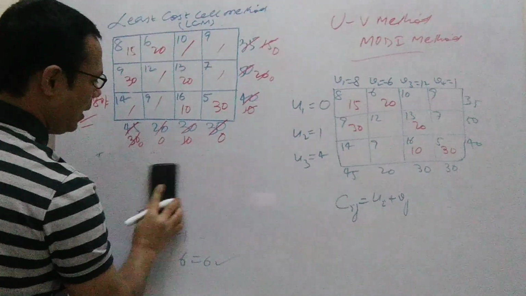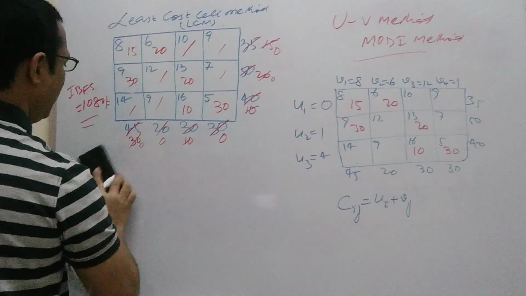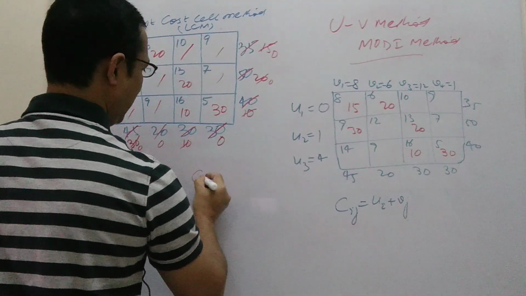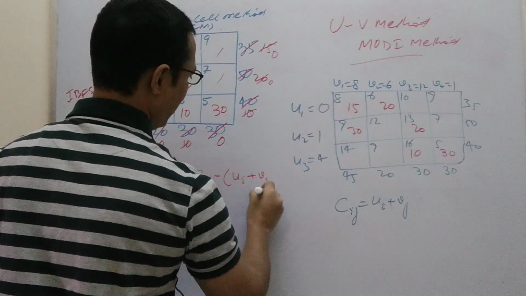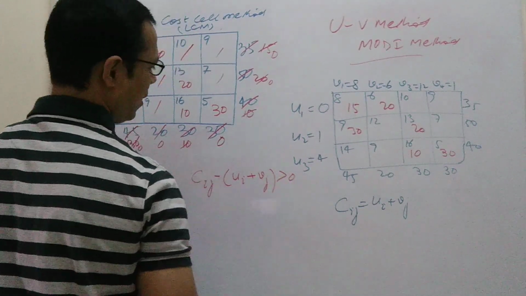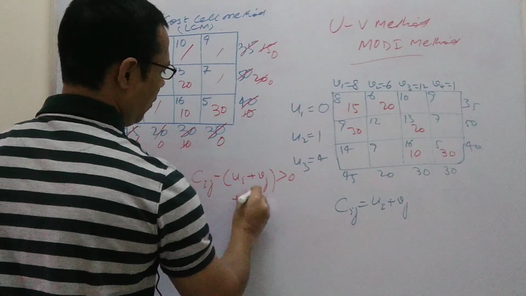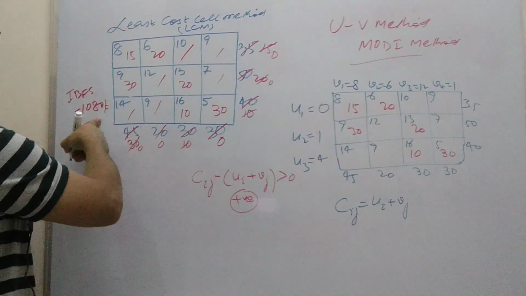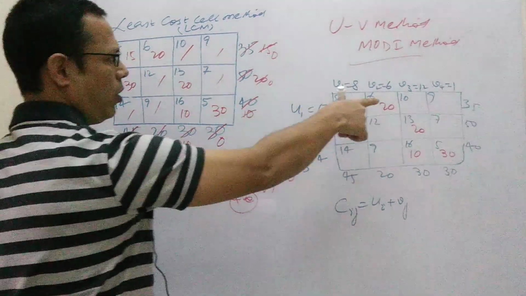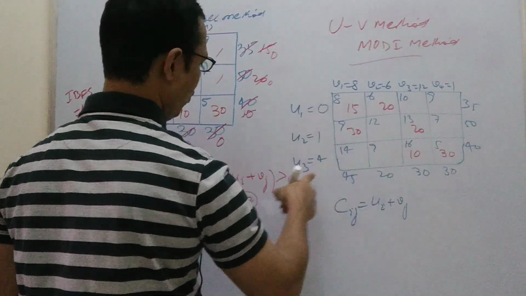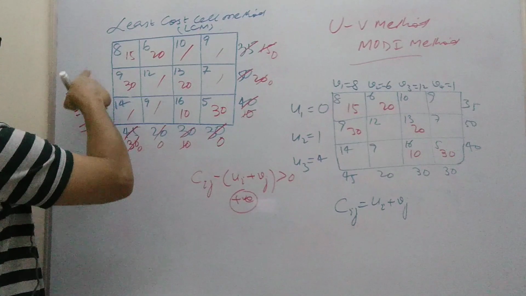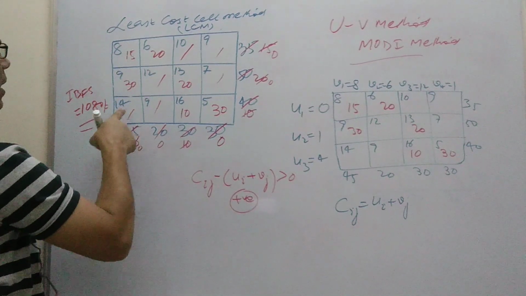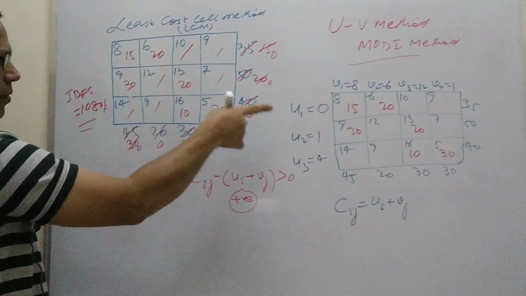The next step I have already seen in the previous video: Cij minus (Ui plus Vj). We need to check whether this is greater than or equal to 0, meaning positive. If it is positive, this result itself is an optimal solution. If all the unallocated cells give a positive result, the initial basic feasible solution we have got by applying this method will itself be the optimal solution.